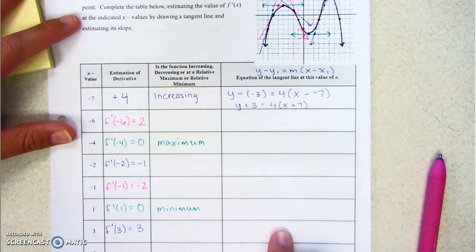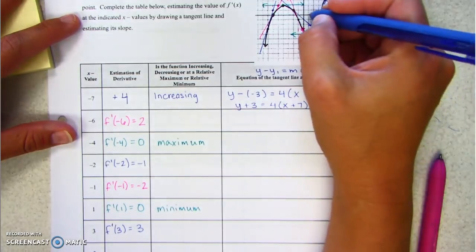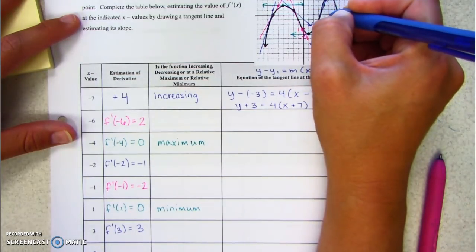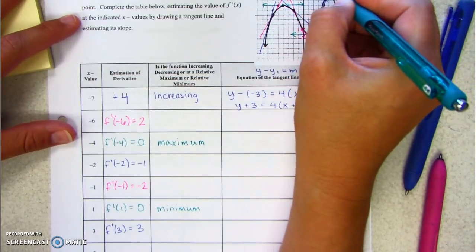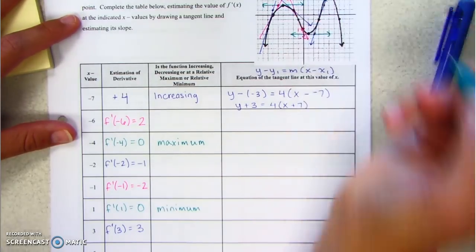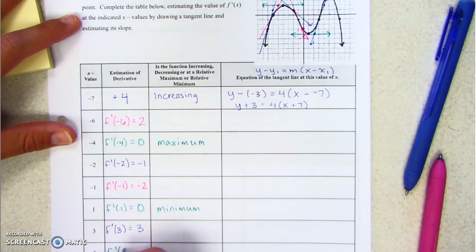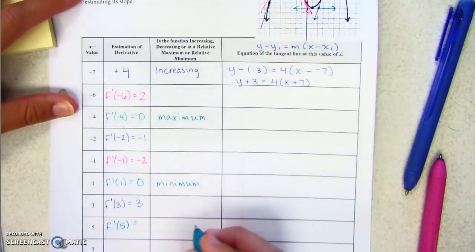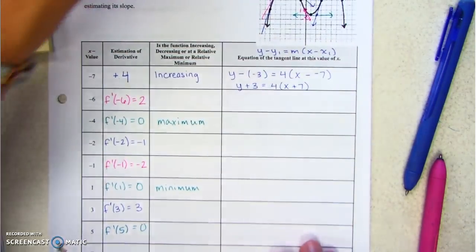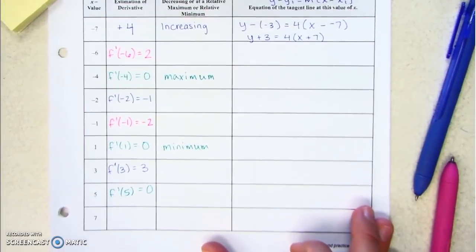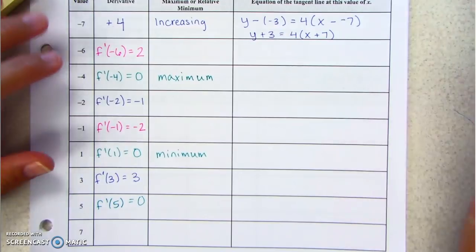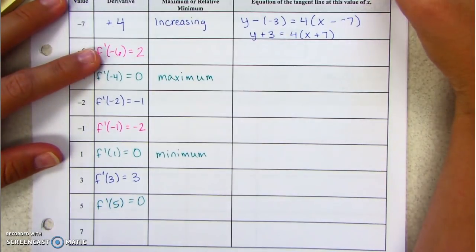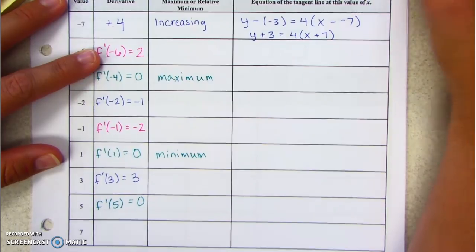and then find the equation of that tangent line. Okay, let's look at 5. 1, 2, 3, 4, 5. Oh, we're up here. What do we have here again? Another maximum. So that slope at 5 is 0. And draw the slope at, what's the last x value? 7. 1, 2, 3, 4, 5, 6, 7.